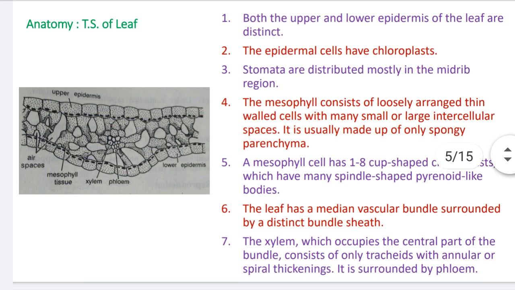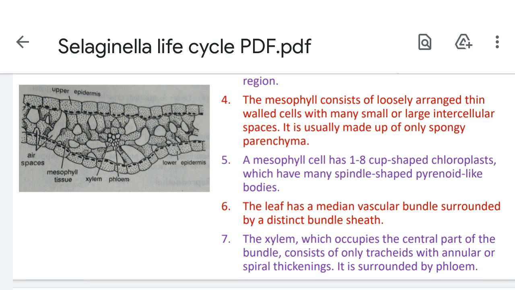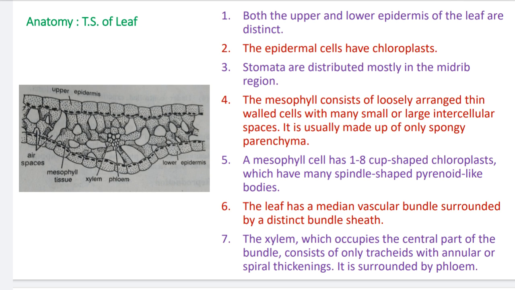Then the anatomy of the leaf. Number 1, both the upper and lower epidermis of the leaves are distinct. See in the diagram, the upper epidermis is single layered, the lower epidermis is single layered, and both are separate from each other.